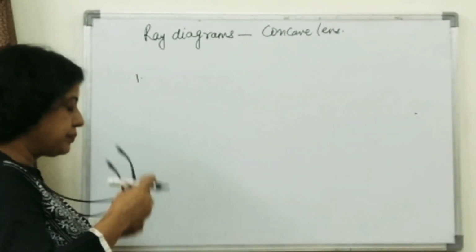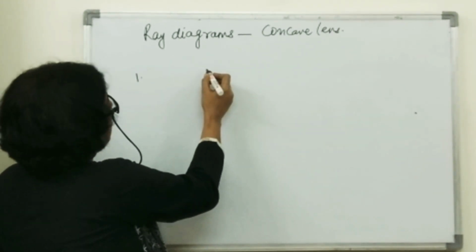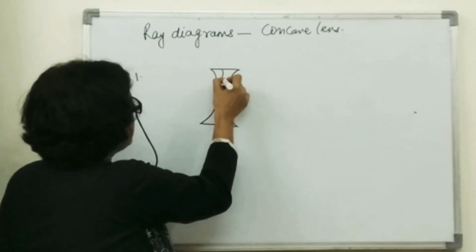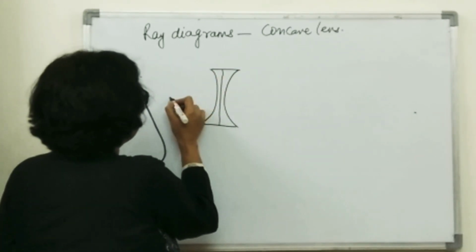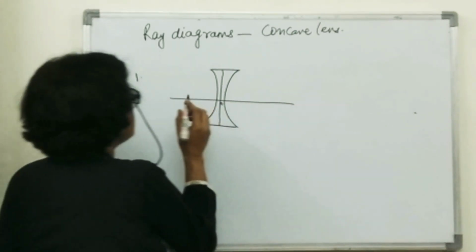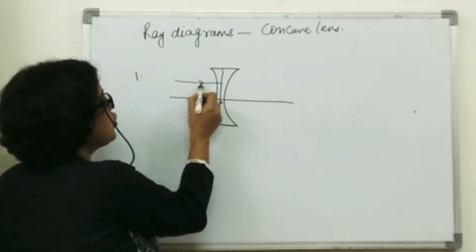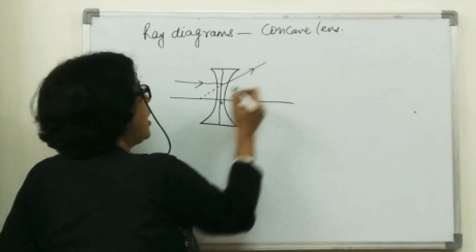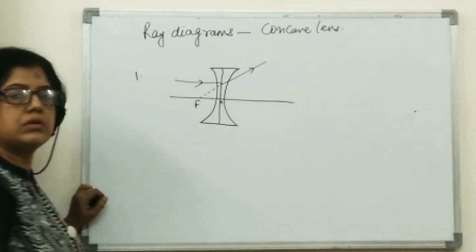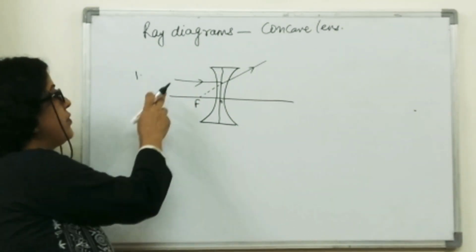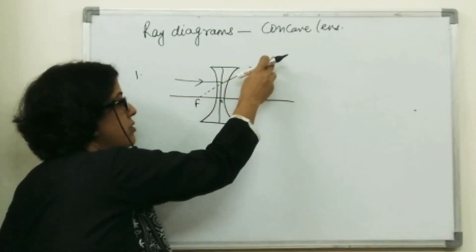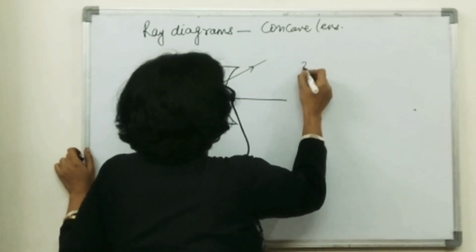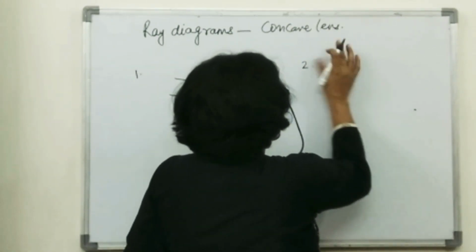The very first one: this is how we draw a concave lens. I'll draw a center line here so that we can draw the incident rays and the refracted rays. Here I'm drawing the principal axis, and this is the optical center. We know that if the incident ray is parallel to the principal axis, the refracted ray diverges and appears to pass through the focus. This is one of the rays that we can choose.